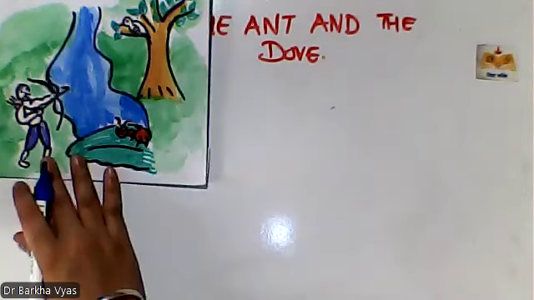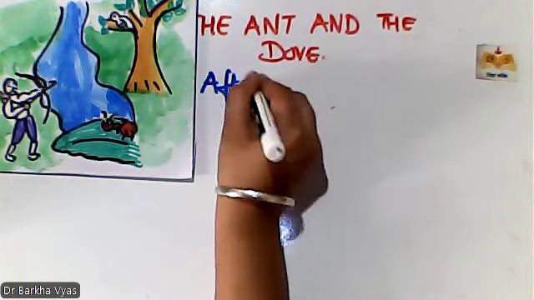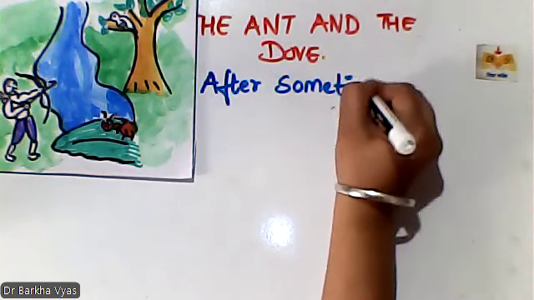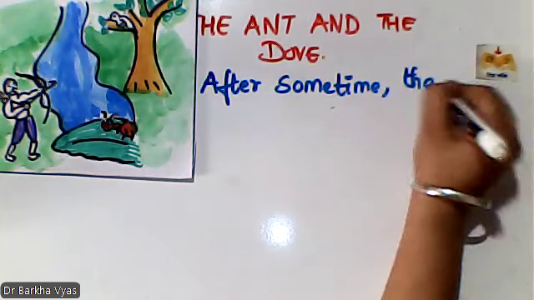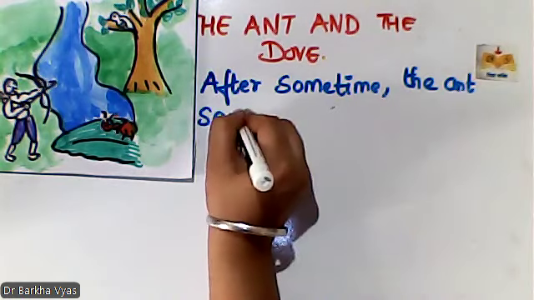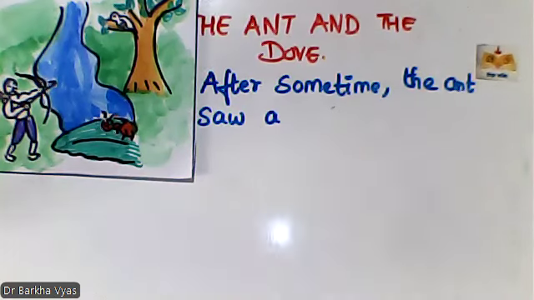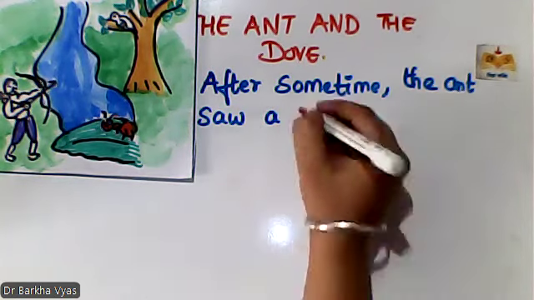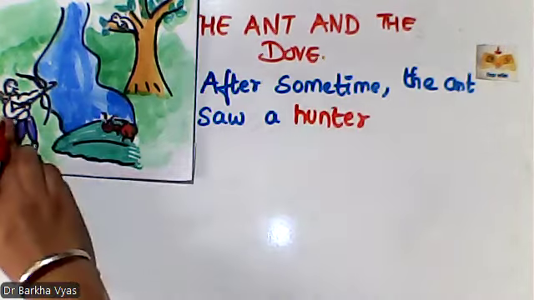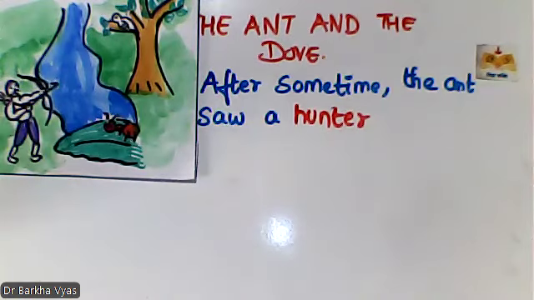Can you see here? After some time, थोड़ी देर के बाद, after some time, the ant saw... saw का मतलब क्या होता है बच्चों? Saw means देखना. The ant saw a, किसको देखा? Hunter. See? The ant is here, no? The ant saw a hunter. What did this ant see? The ant saw a hunter.